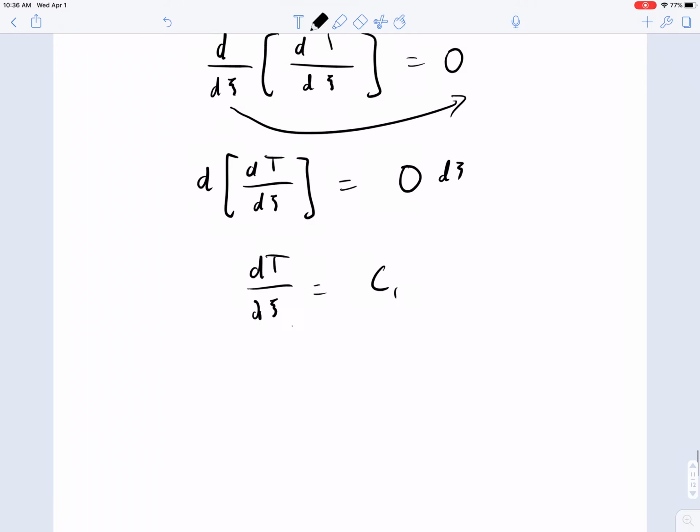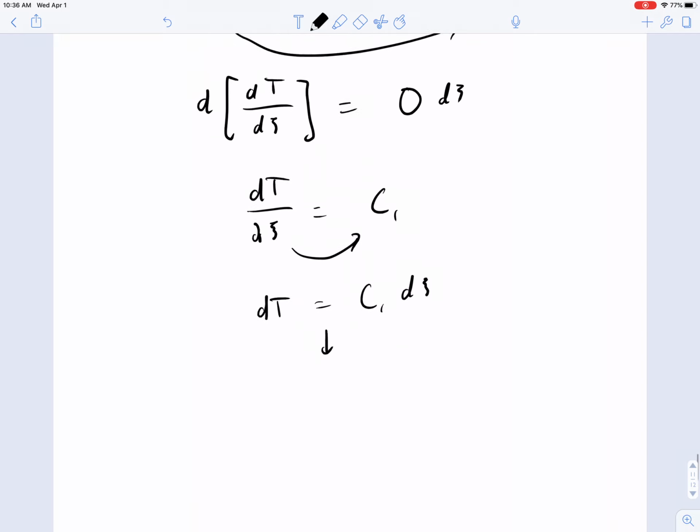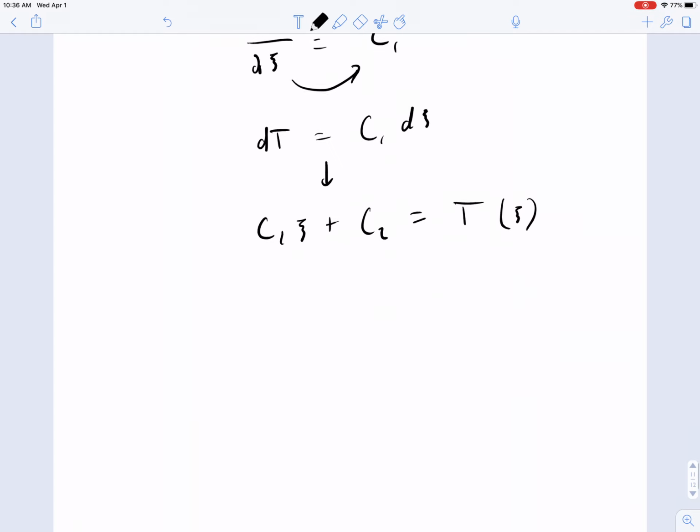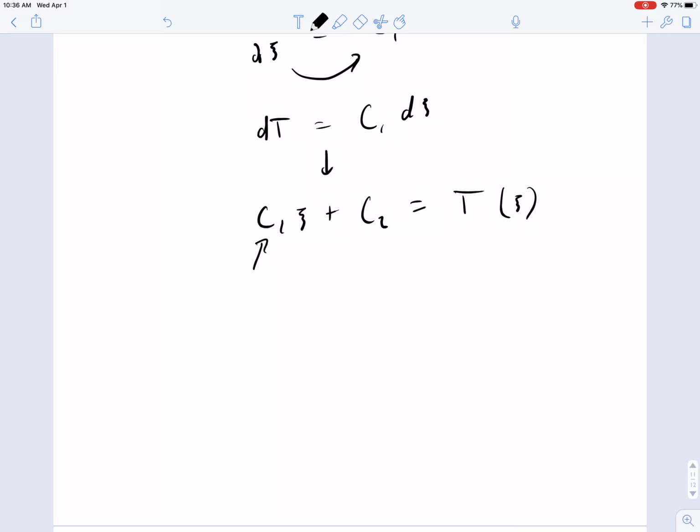Okay, you do it again. Then you have dT equals C1 d psi. So you integrate it, and you end up with C1 psi plus a new integration constant, C2, is equal to temperature as a function of psi. So now all we have to do for the steady state is determine the values of C1 and C2.